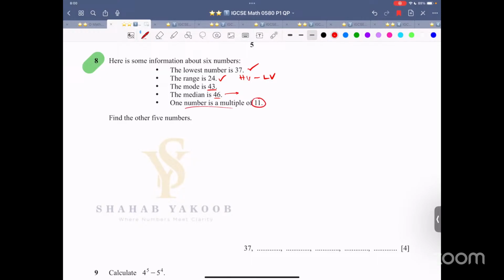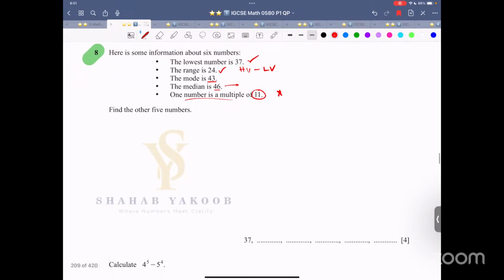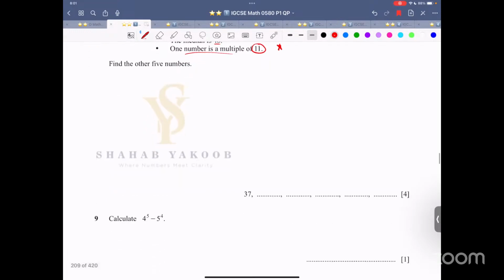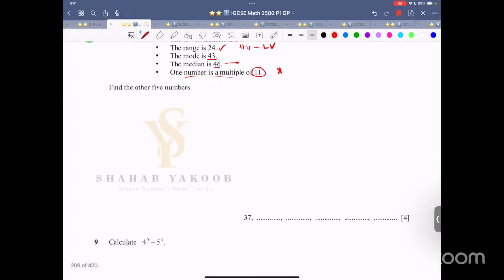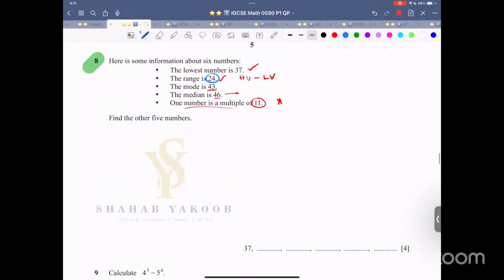One number is a multiple of 11. That's a nice question. And if you look at the recent specimen paper, there is a question like this. So now find other 5 numbers. The lowest is 37, that's written. Range is 24, that means the biggest number should be what? 37 plus 24, 47, 57, 57 plus 4 is 61. So the biggest number is 61.